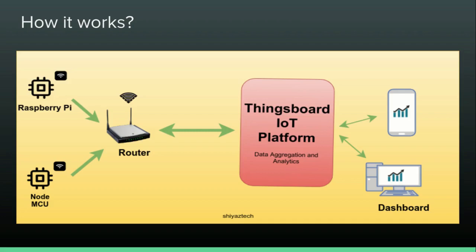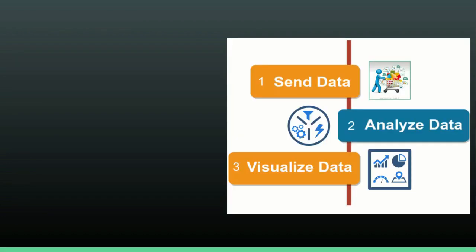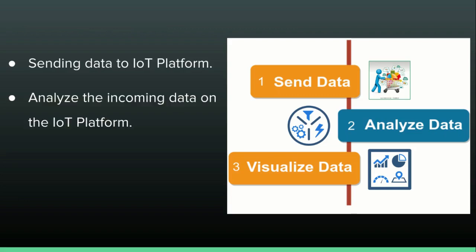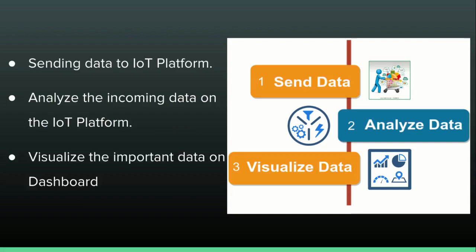So this is my test setup for the demonstration. It consists of a Raspberry Pi, a single board computer, and a Node MCU. They are both connected to the ThingsBoard IoT platform. Let's see the process in this demonstration. The endpoints will send the data to the IoT platform. The IoT platform will analyze the incoming data and we will visualize the important collected data on a dashboard.